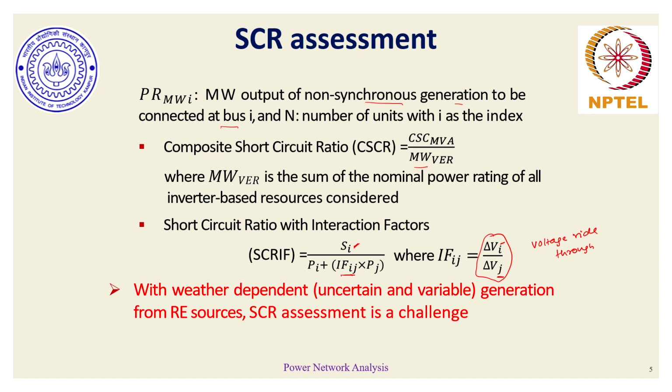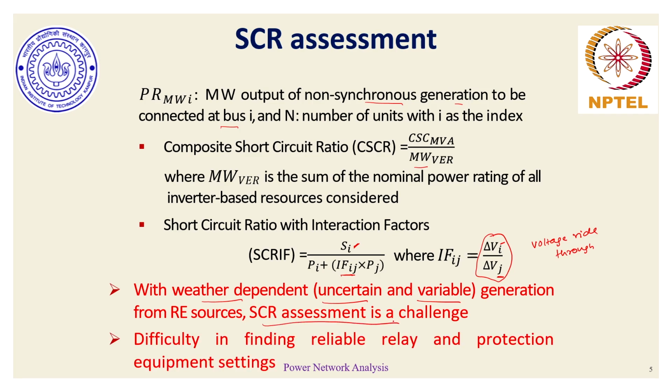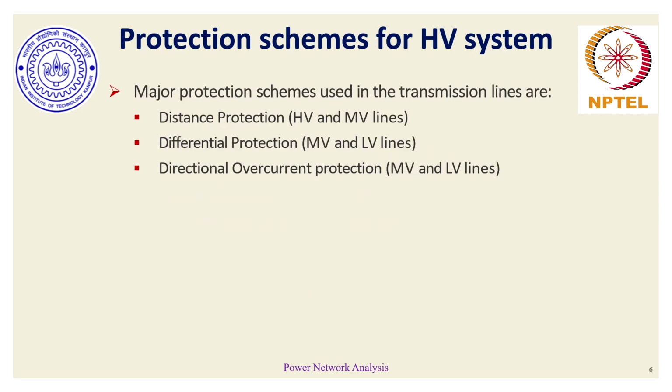All that having been said, it all looks good theoretically, but the actual problem is that since our inverter-based resources are weather dependent, their injection is uncertain and variable. So during variable conditions, where the weather is changing and injection is changing, the SCR assessment is still a challenge. It might also happen that a particular device which is interconnected right now may not be available at a different point of time. So the question is: if SCR assessment is a variable quantity and a challenging factor, how do we decide on finding reliable relay and protection equipment settings so that our system can still operate to the extent possible?